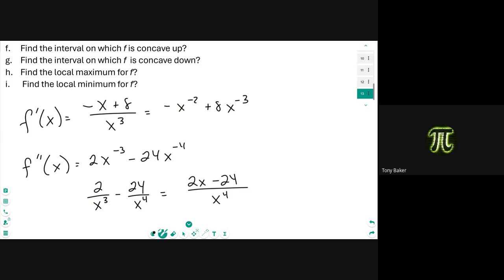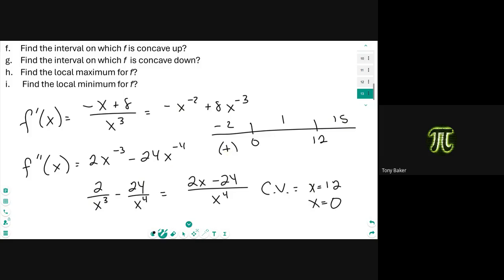All right, so now we do the exact same thing. Find my critical numbers again. My critical values are 12 and 0. Same process. So -2 is going to give me a positive. One's going to give me, wait, hold on. That's not a positive. That's a negative. One's going to give me a negative. And 15 is going to give me a positive.